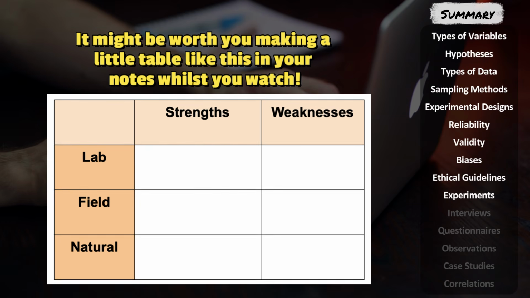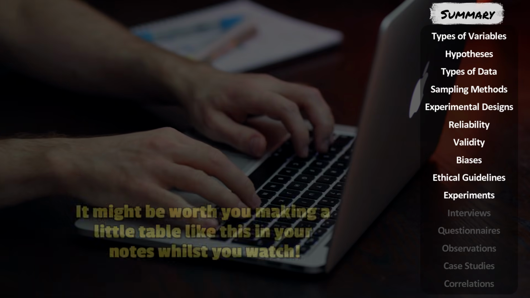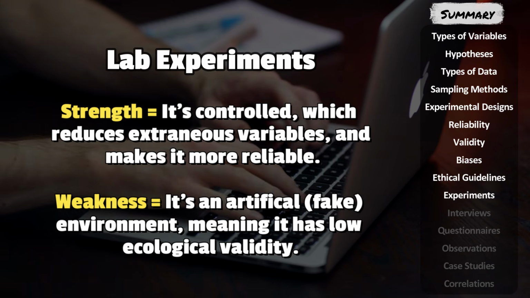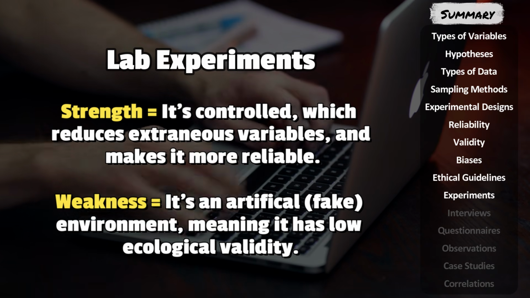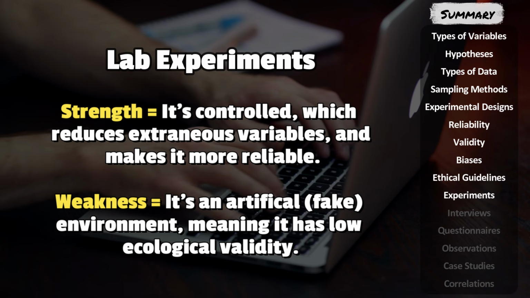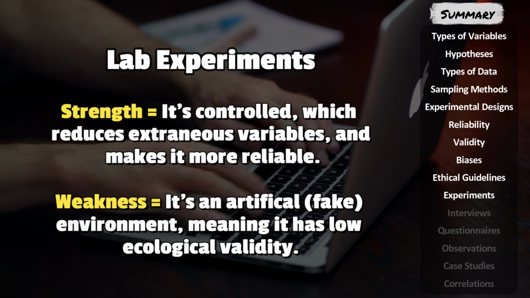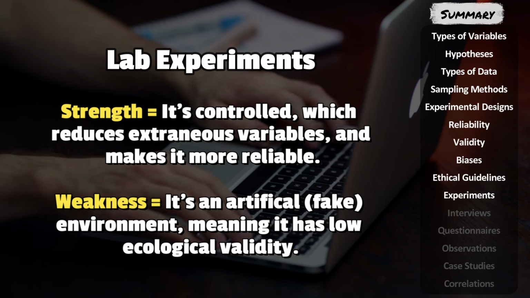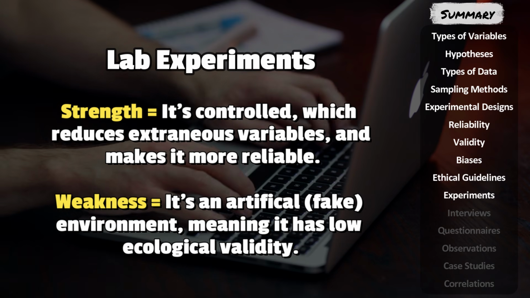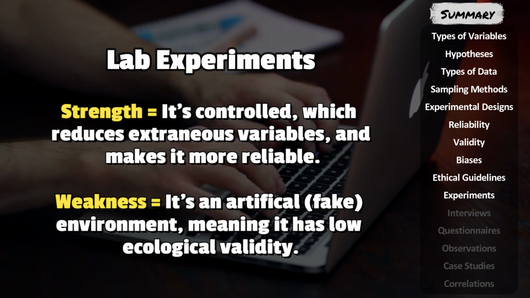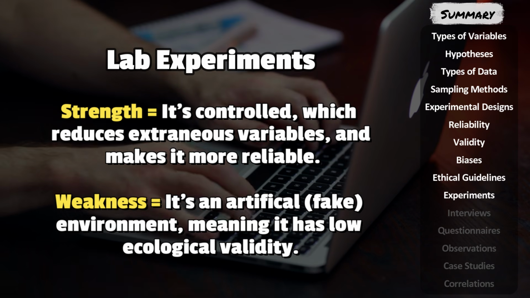For example, the strength of a lab study is that they are super duper controlled. This means that extraneous variables are eliminated or at least reduced, and this means that they are much more reliable than field or natural studies. Also, they're really standardized. This sounds really fancy, but this just means that we try and make sure that pretty much all the participants get a very similar experience. The word standardized is a fancy word that if you use in an exam, it's sure to impress any examiner.